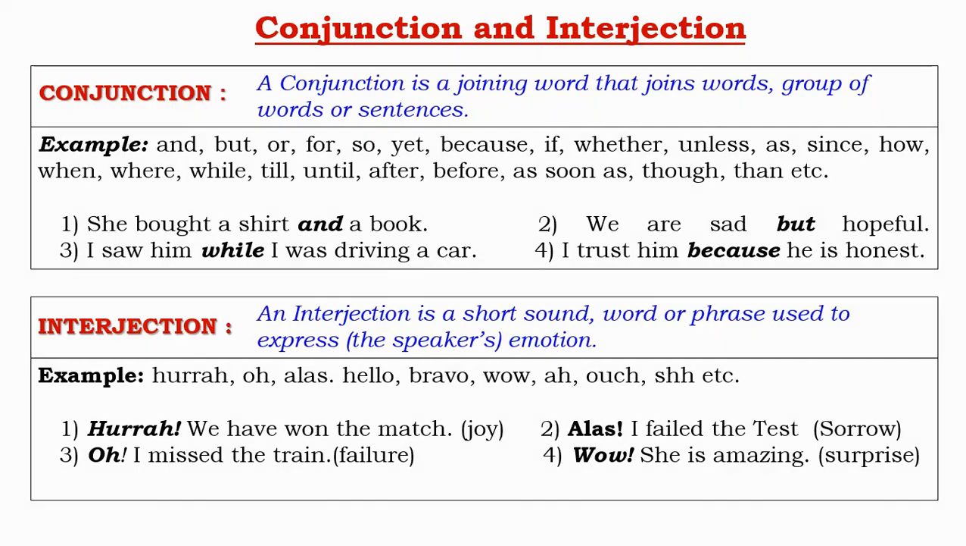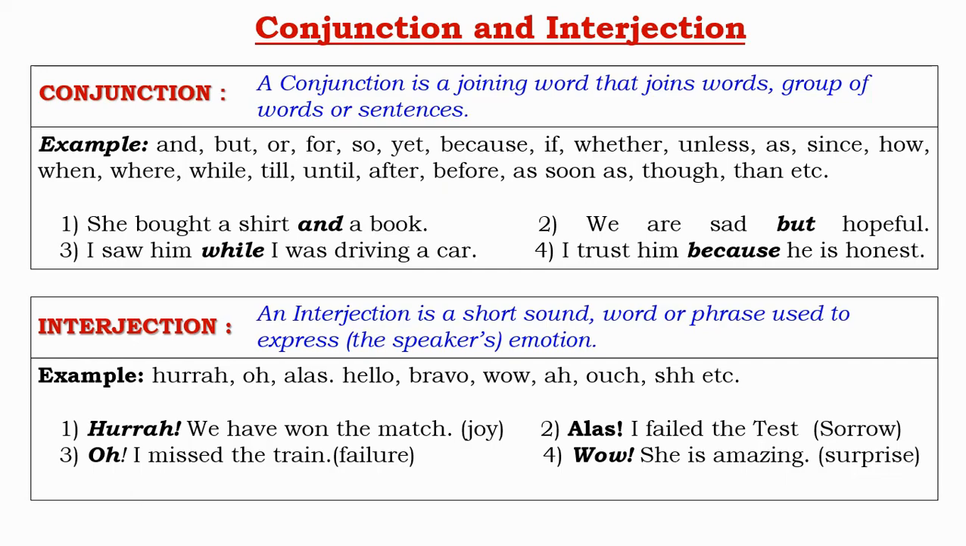Now, the last but not the least part of speech is interjection. An interjection is a short sound, a word or a phrase which expresses a speaker's feelings and emotion. A few examples are hurrah, oh, hello, bravo, wow, alas, etc.